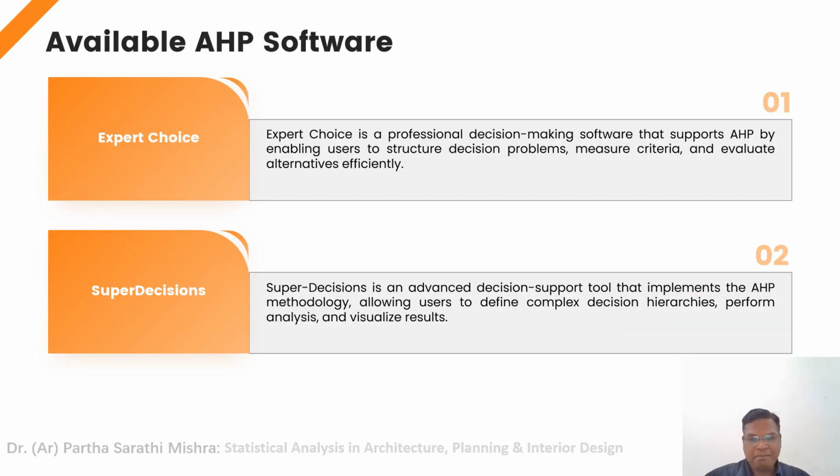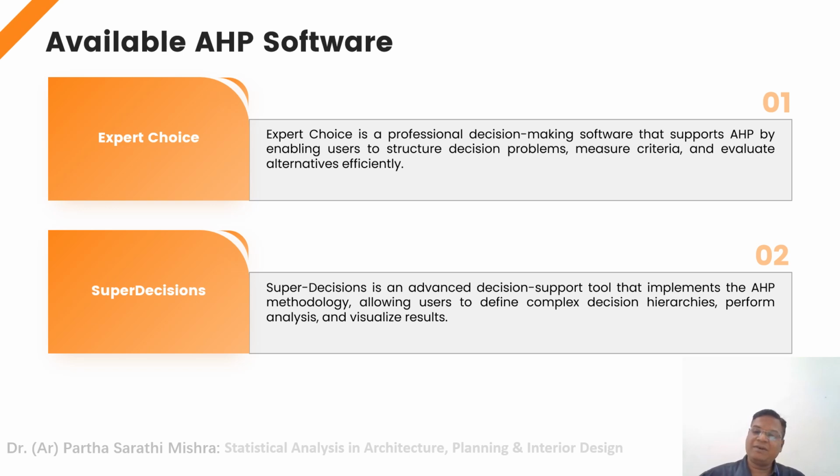Obviously, one of the best tools I can think of is Microsoft Excel, where we can see the process step by step. At the same time, we have two different softwares which are readily available. One is Expert Choice. Expert Choice is a professional decision making software that supports AHP by enabling users to structure decision problems, measure criteria, and evaluate the alternatives efficiently.